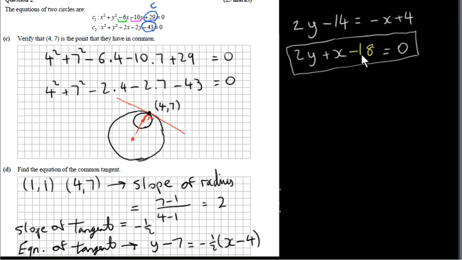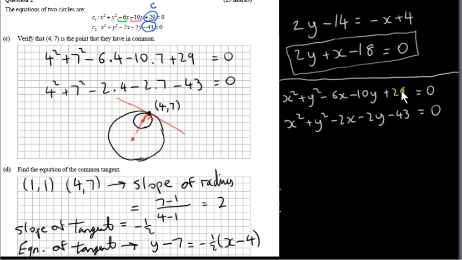Now there is a very interesting other method for doing this. That method involves taking the equations of the two circles and simply subtracting them.